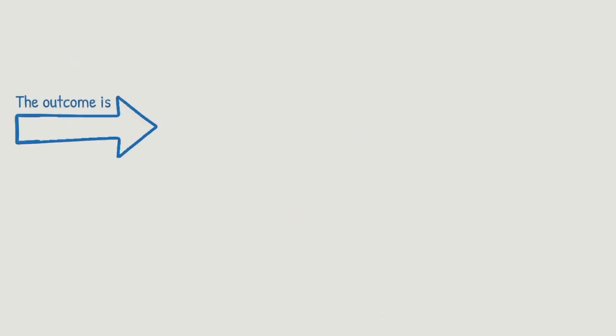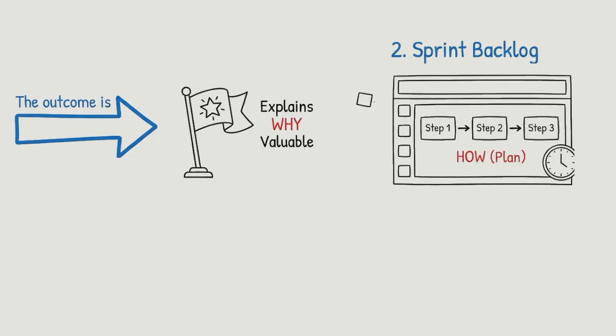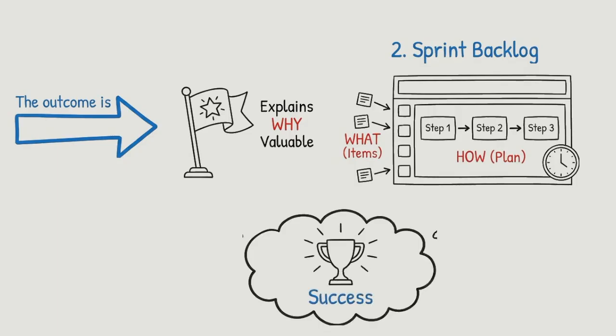The outcome of sprint planning is two things. First is the sprint goal, which clearly explains why the sprint is valuable. Second is the sprint backlog, which contains the selected product backlog items and the plan to deliver them. By the end of this meeting, the team should share a clear understanding of what success looks like for the sprint.